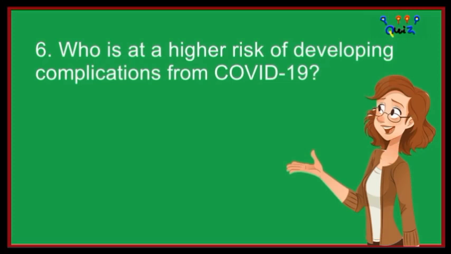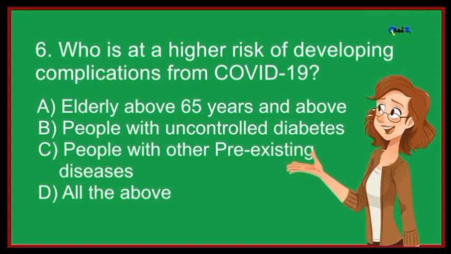Who is at a higher risk of developing complications from COVID-19? Options are, Option A is elderly above 65 years and above, Option B is people with uncontrolled diabetes, Option C is people with other pre-existing diseases, Option D is all the above. The correct option is Option D.